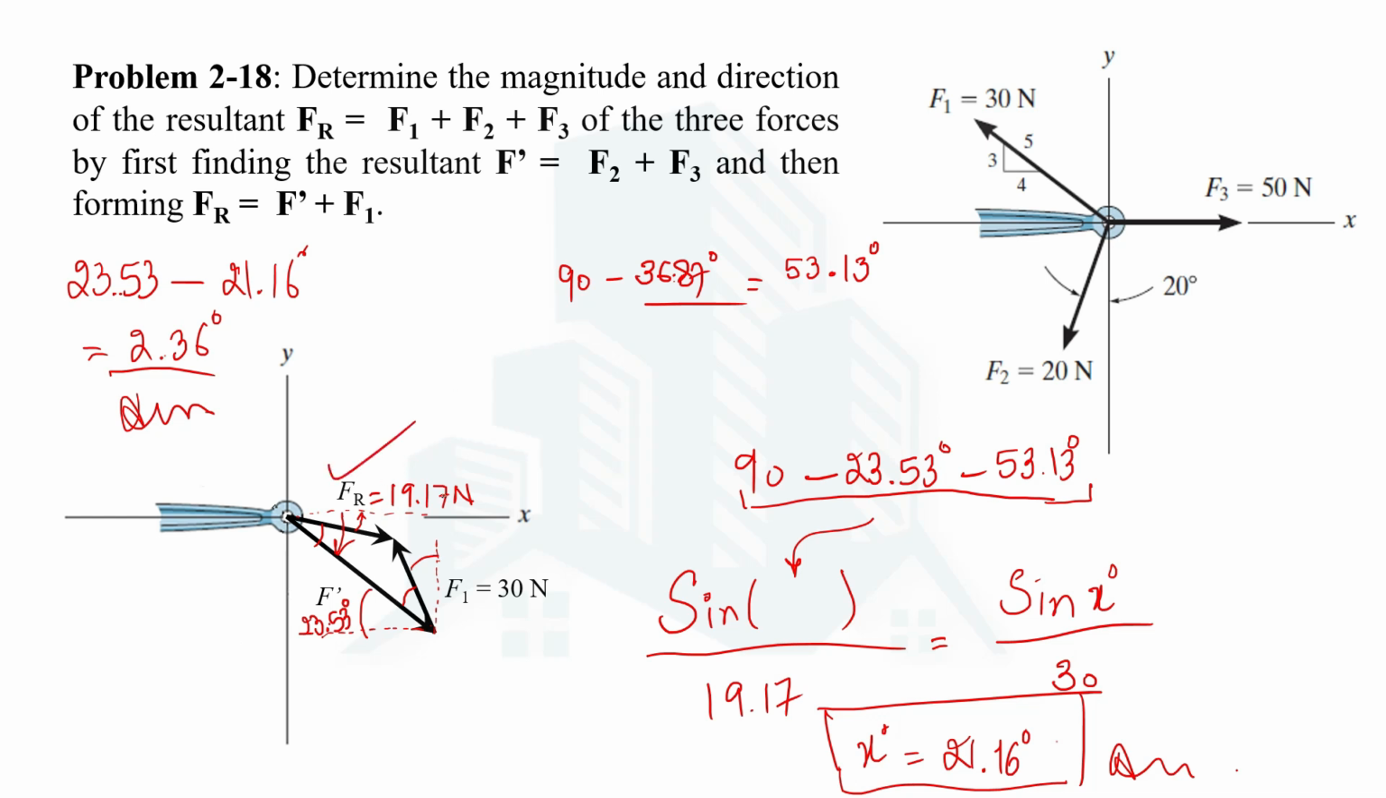We have determined its magnitude, which is 19.17. The direction with the positive x-axis is 2.36. And if you recall the problem number 17, we also got the same value, the same direction as well as its magnitude, because the forces are same but the process is different. In problem number 17, we determined the resultant of F1 and F2 first, and then that resultant was added with F3 to have the total resultant. But here the process is a bit different. Here F2 and F3 forces are first added. The resultant is added with F1 to have the resultant of these three forces.